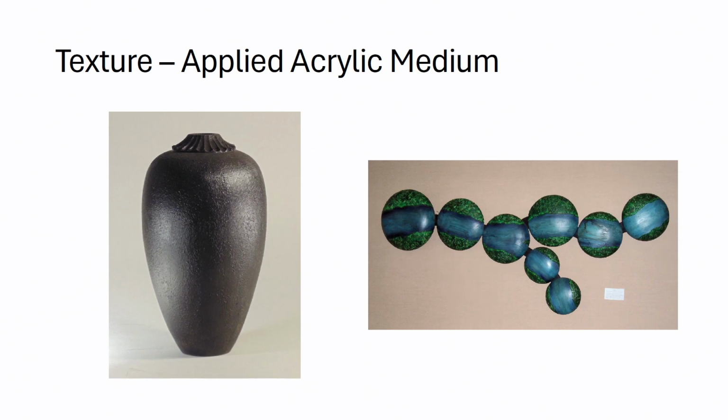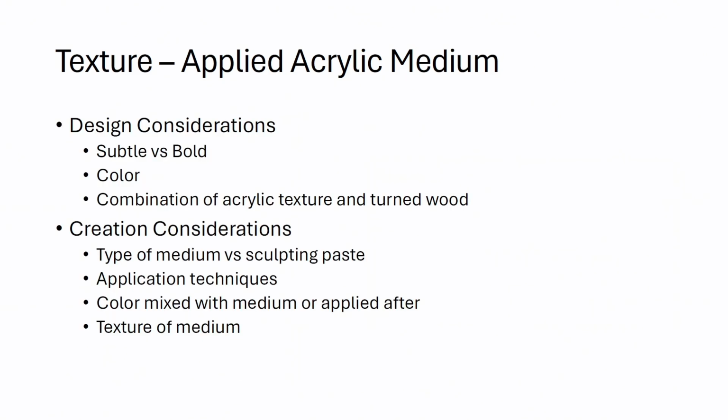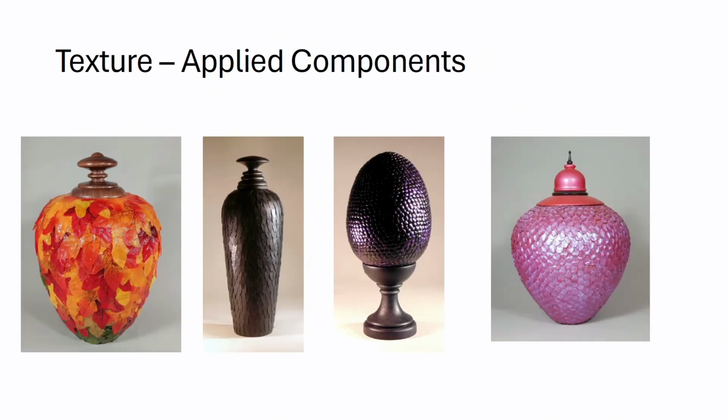The other piece has a very subtle texture. It was also acrylic medium, but it was applied with a kitchen sponge. Anyway, there's lots of different things that you can do with that. I also apply other components on. As you can see, I'll take a hollow form and I will glue things to it.